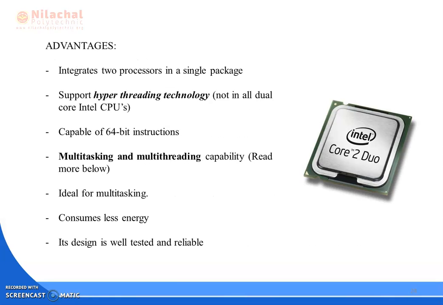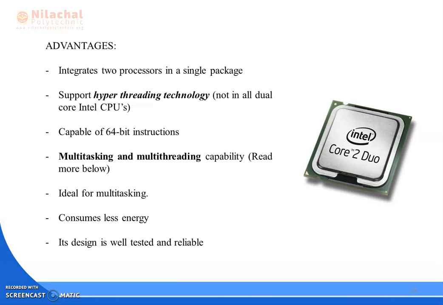So let's again discuss the advantages of Core 2 Duo. First, it integrates two processors in a single die or in a single package. It supports hyper-threading technology, not in all dual core processors. Basically, in the Intel Core processors, we get hyper-threading technology. What is hyper-threading? We can say hyper-threading is that multiple tasks or multiple processes or applications can be run or performed in parallel at a single point of time. So this is our hyper-threading technology.